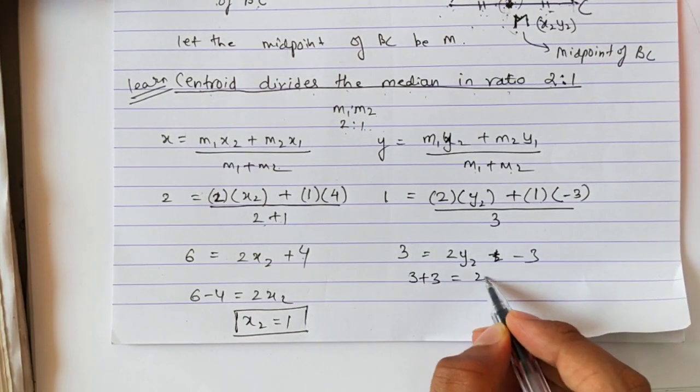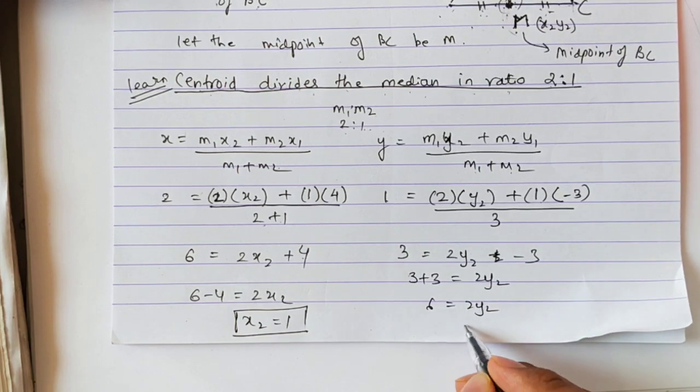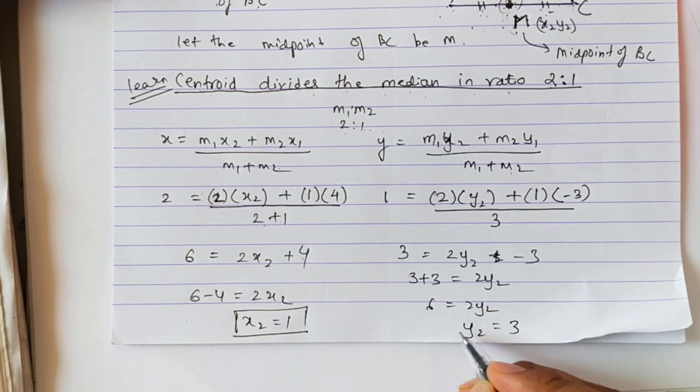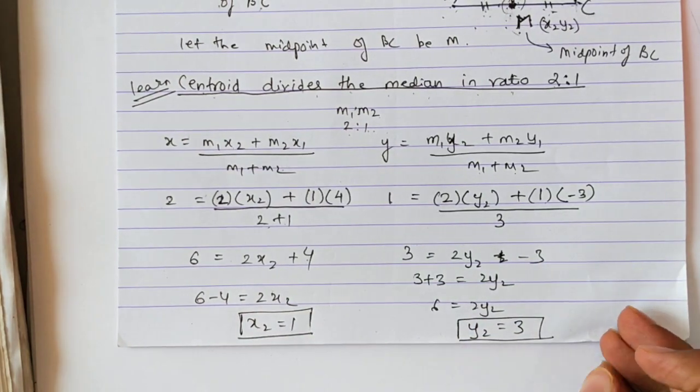3 plus 3 is 2y2. 3 plus 3 is 6. So y2 is equal to 3. These are simple calculations. You can do it on your own also.